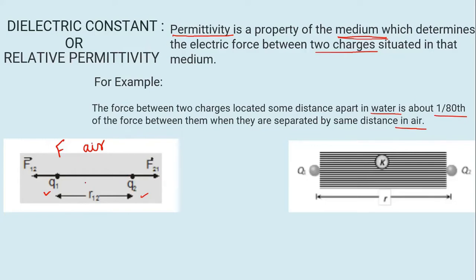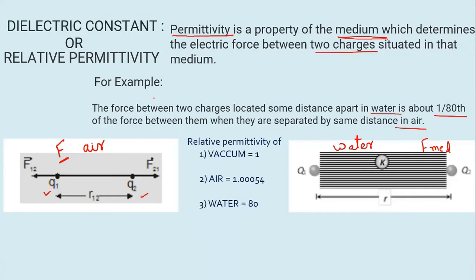But when the same two charges are present in a medium, let us suppose the medium is water, the magnitude of charges is the same, the separation between them is again the same, everything is the same, only the medium has changed, which is water. So now whatever force is acting between them in water will be 1/80th of the force which was present earlier between them when they were in air. That means the force is reduced. Whenever charges are placed in a medium, the force will be reduced.